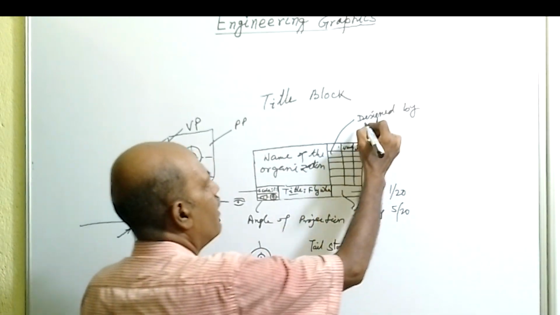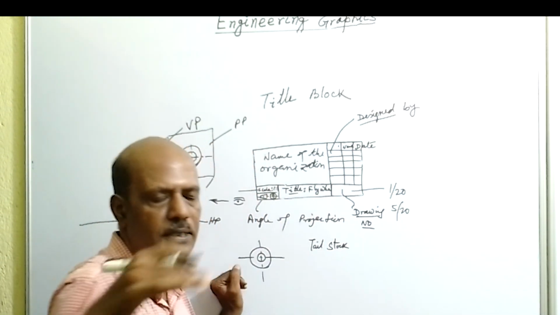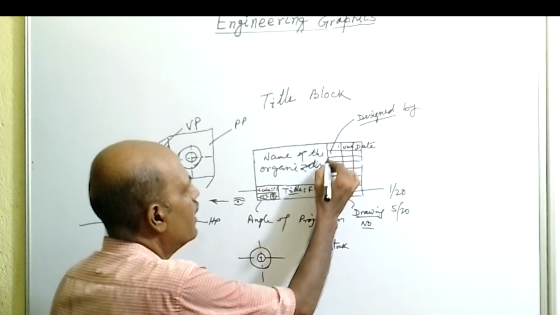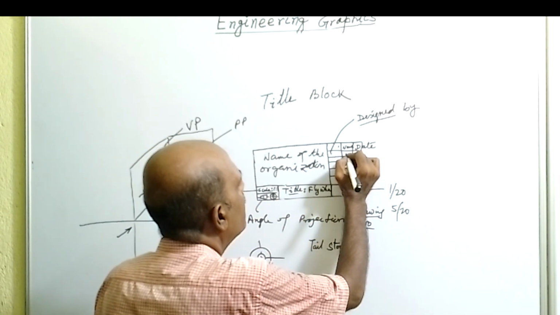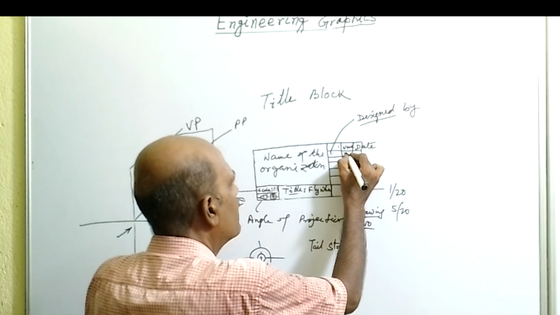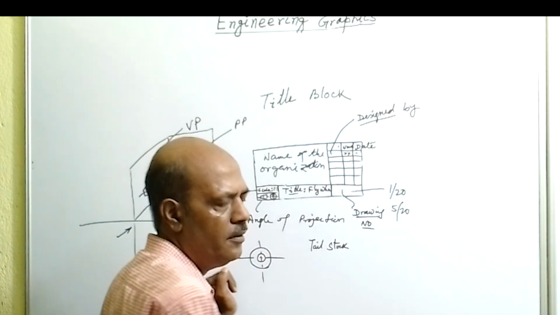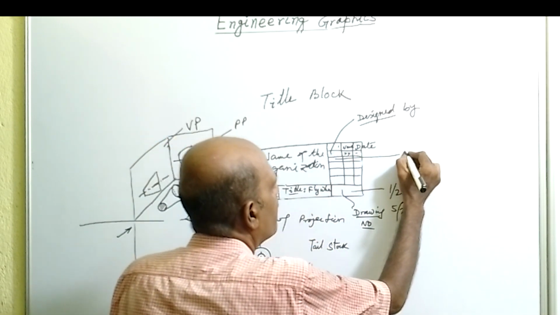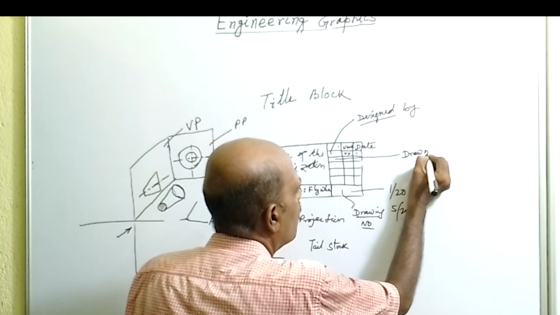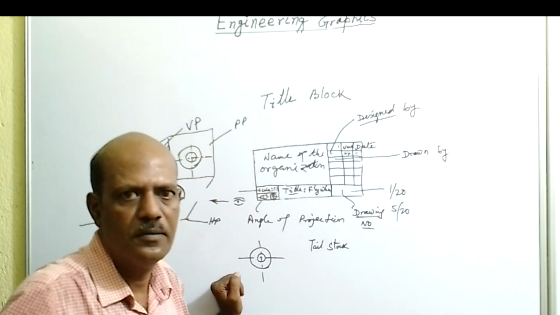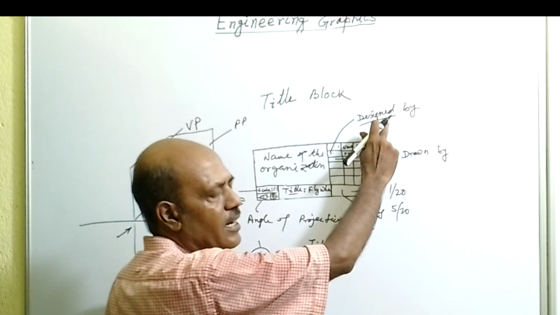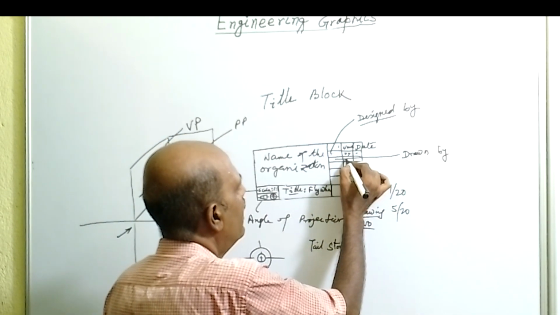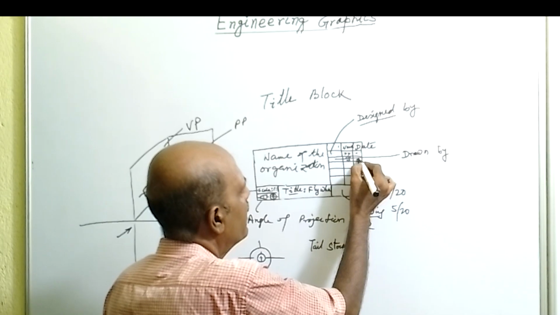Designed by means the person who has designed the component, who has given the specification so that it will work well in the application. The name of that person will be written here, and the date of design. Next, in this space will be written drawn by. Who is the draftsman, who is translating that specification into drawing. That information will be available here, the name and the date of drawing.